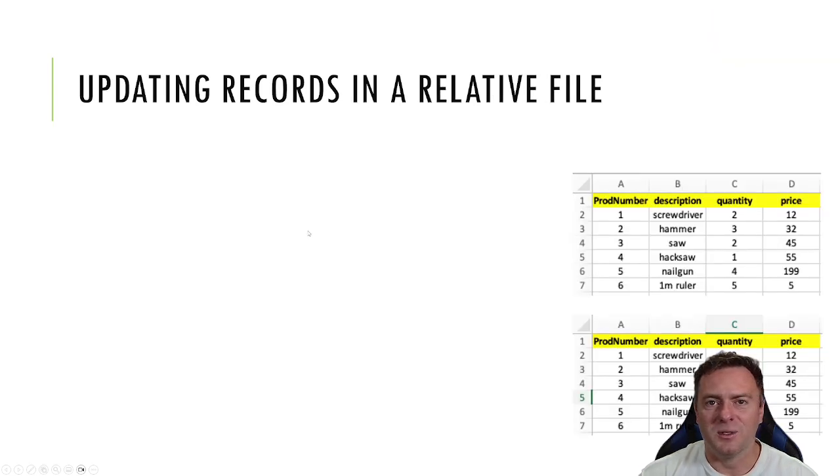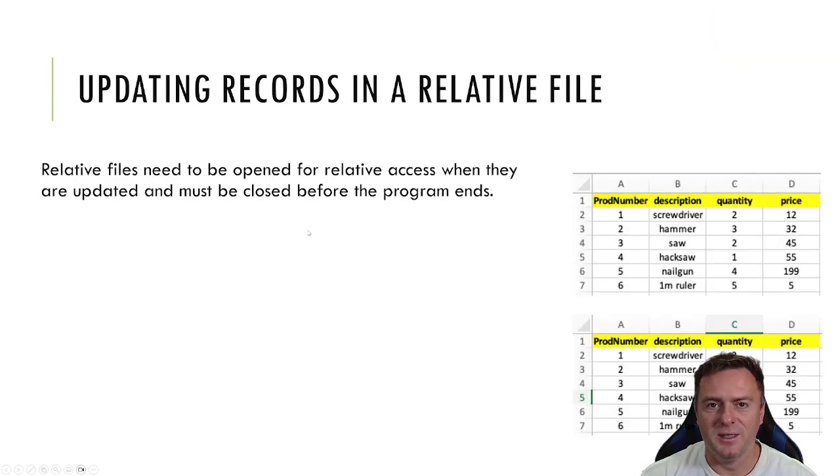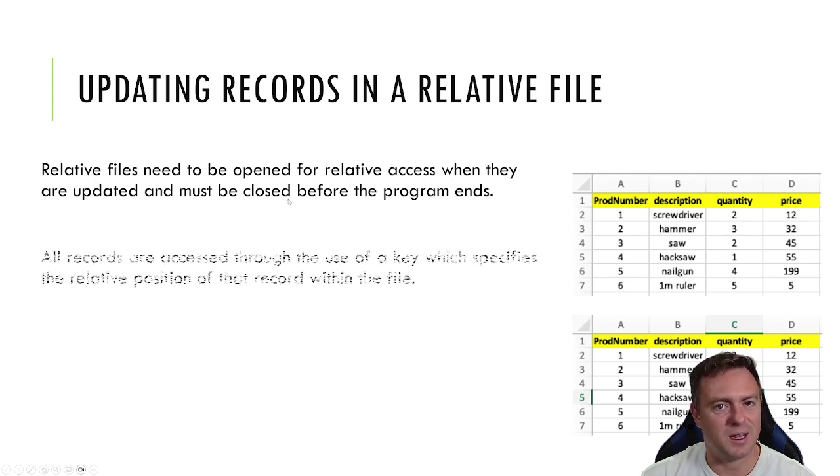So updating records in a relative file, pretty easy. Basically, the relative file needs to be open for relative access, and when they are updated, they must be closed at the end.